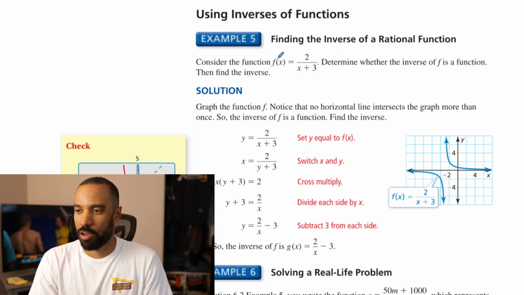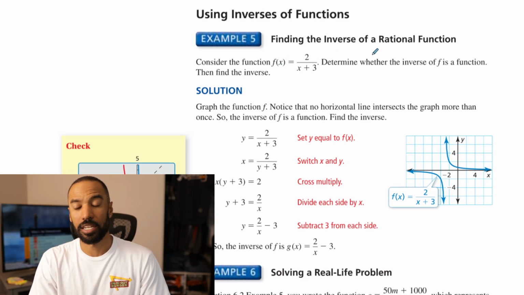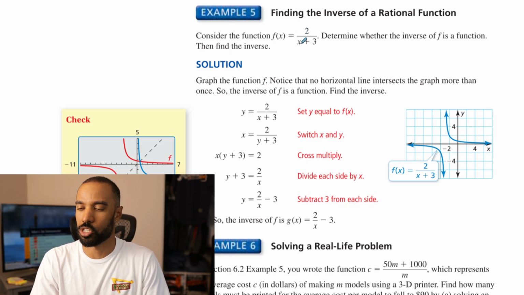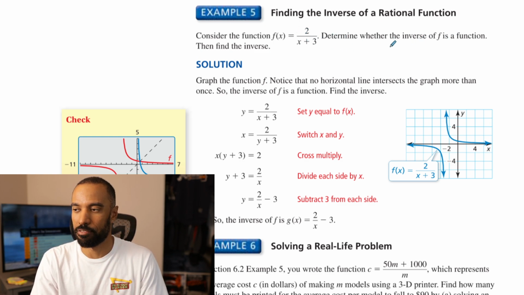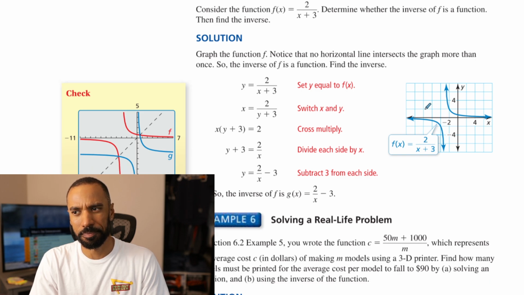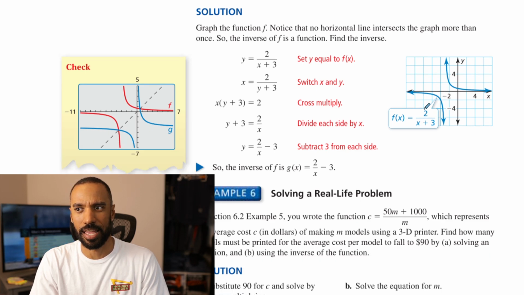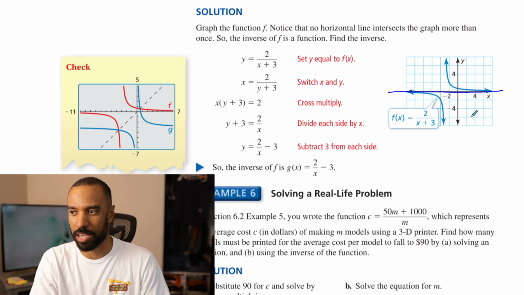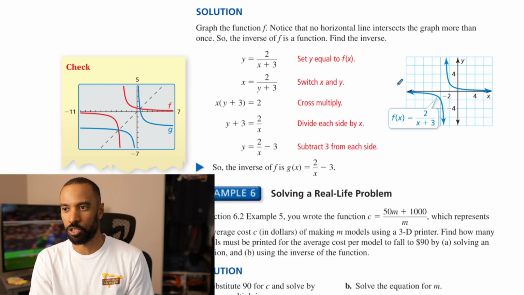Find the inverse of a rational function. So finding an inverse is swapping x and y and solving for y all over again. So we have this one here. It says determine whether the inverse of f is a function and then find the inverse. They are graphing to determine it. I think I'm just going to solve it and then tell you one way or the other. Their graph is, does it pass the horizontal line test? And this does, because, listen, that's an asymptote right there, but no horizontal line passes through more than one x value for some y value.